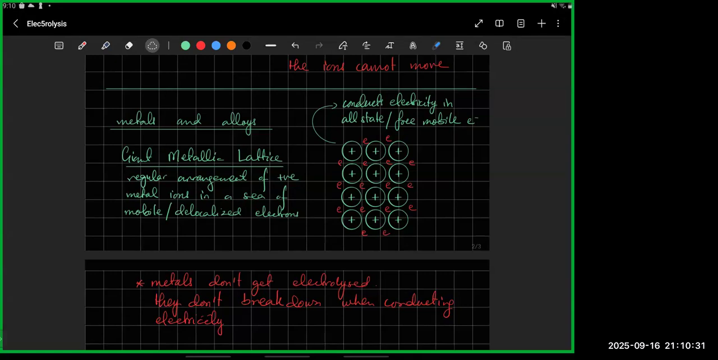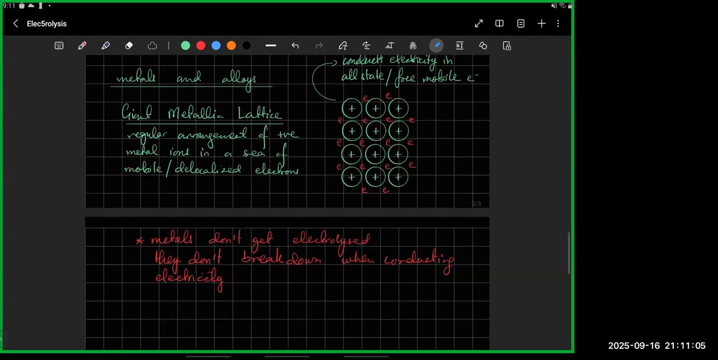Let's say there are 10 electrons coming in from this side, where a wire is connected, and 10 electrons leaving from the other side. So the metal structure remains completely unchanged, exactly the same, even though electrons are flowing through it. That's why the wires in your homes can last 10, 20, 30 years; there's constant electricity flowing, but nothing happens to them. So keep this in mind: metals are not going to be electrolyzed.